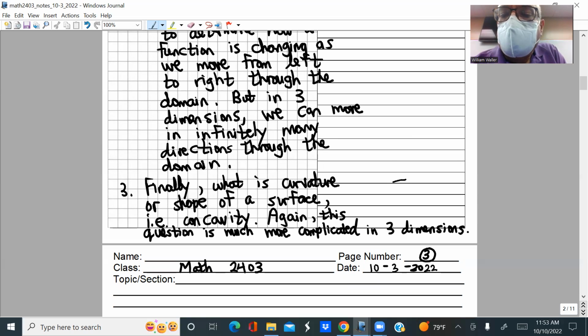That would happen, I think, on a surface that looks like a cone like this. At this point, right there at the top, we can't talk about the concavity of that surface at that sharp point right there at the top of that cone.